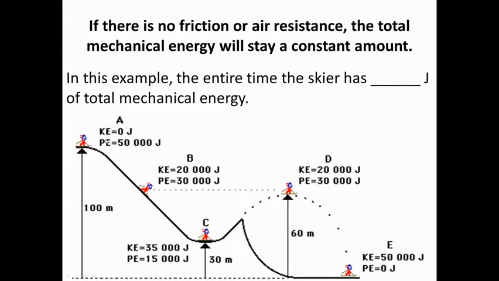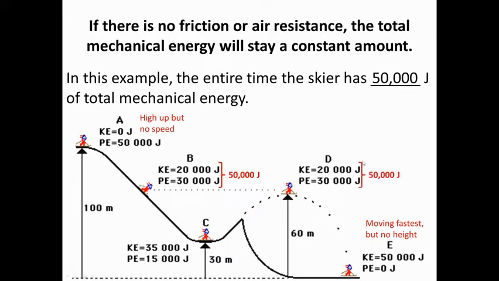And what you notice is in all of these examples, when you take a look at their kinetic and potential energy here, the total mechanical energy in every example is going to add up to be 50,000 joules. So here they're high up, have no speed. Down here they're moving the fastest, but they have no height. And in between, we have a combination of kinetic and gravitational potential as their speed and height has changed, but it still adds up to be 50,000 joules at every single spot.